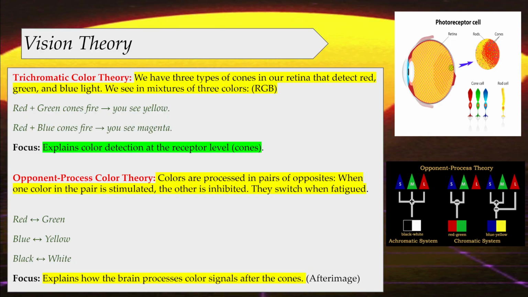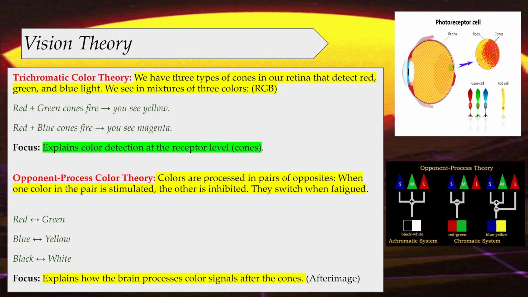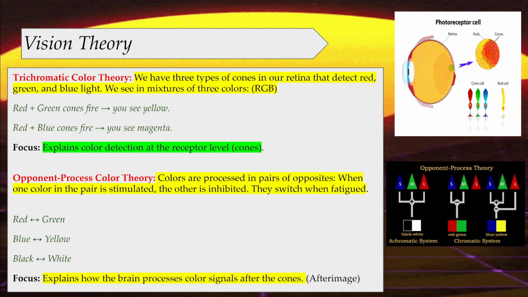But the other theory we're going to talk about is the opponent processing theory. This is how we process and perceive color. This is the idea that we see color in pairs of opposites. When one color is stimulated, the other one is blocked and turned off. And then if they get fatigued when we look away, we see afterimages and opposite colors sometimes, which means that, for example, if we're staring at something that's bright red and then we look away, we might see an afterglow or an afterimage of a green color.